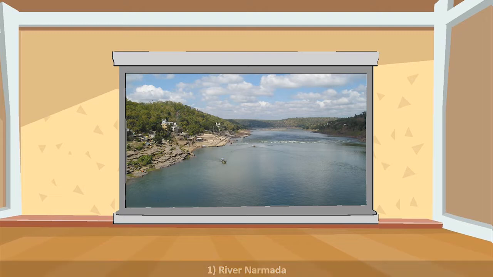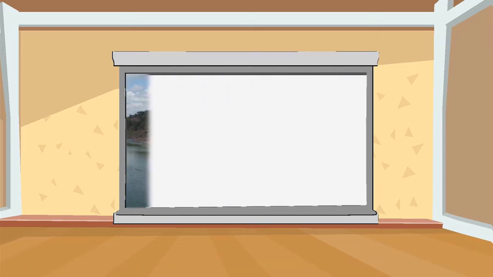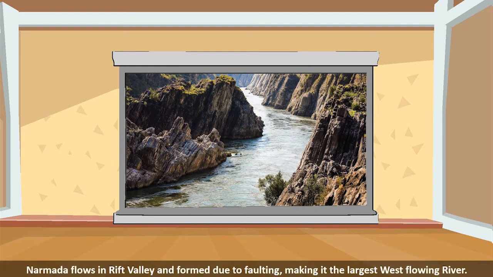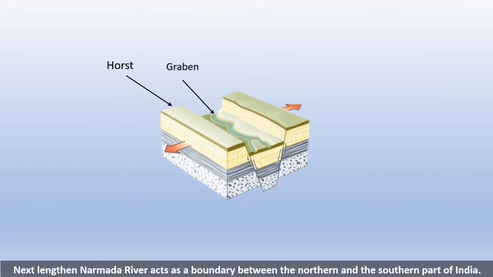The Narmada River is 1,312 km long, making it the fifth largest river in India. It flows in the east-west direction. It is the largest west-flowing river. This river forms the border between the north and south parts of India. It originates from a small tank called Narmada Kund in Amarkantak Hills, Madhya Pradesh. This river flows through the states of Gujarat and Madhya Pradesh.